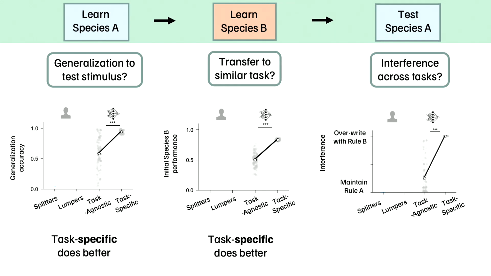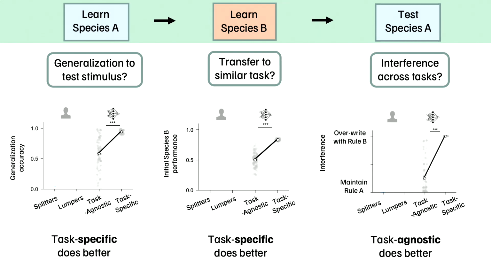But finally, if you look at interference, which is how much overwriting you get, you can see that what happens is that that task-specific representation has fully adapted to that second task by reusing it. In a way that the task-agnostic representation is able to maintain this more separate, splitting-like representation, where it can maintain rule A rather than getting interference. And so in this metric, the task-agnostic representation is actually performing better than the task-specific one.